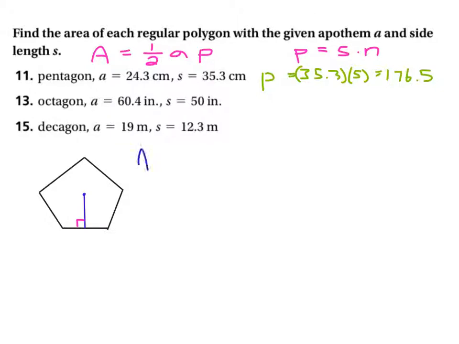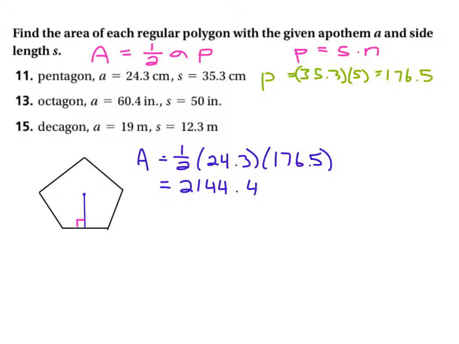If we were going to do the area equals 1/2 the apothem length, which they give us for number 11 as 24.3, times the perimeter length, and we calculated the perimeter length to be 176.5, then using our calculator, we get 176.5 times 24.3 times 0.5, and we get 2,144.475. The units were centimeters, and we're talking about area, so centimeters squared.